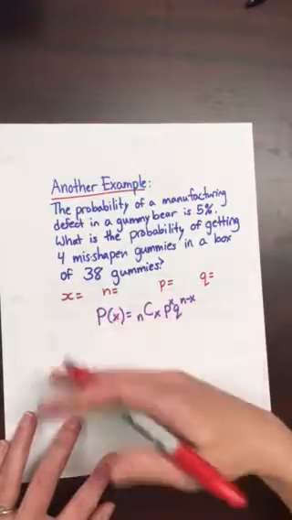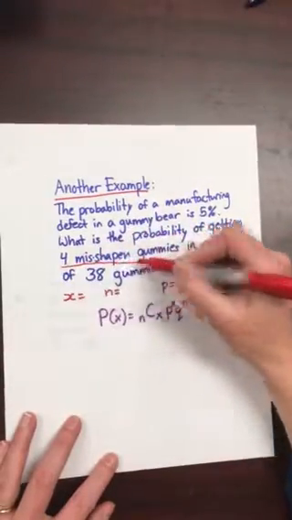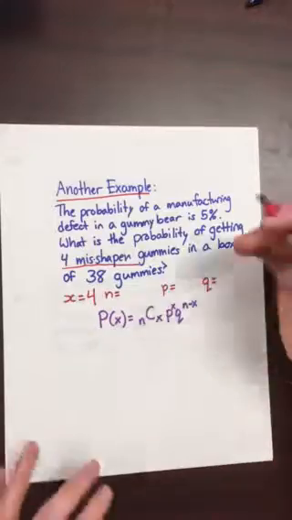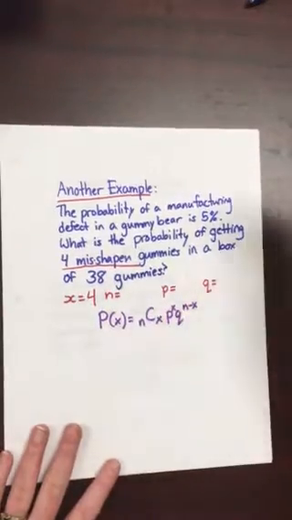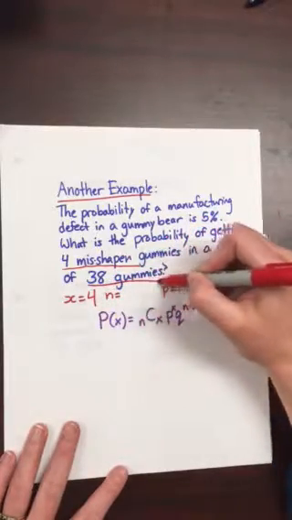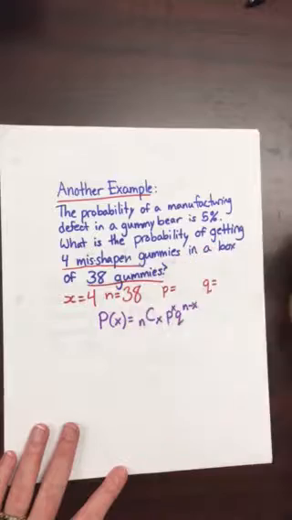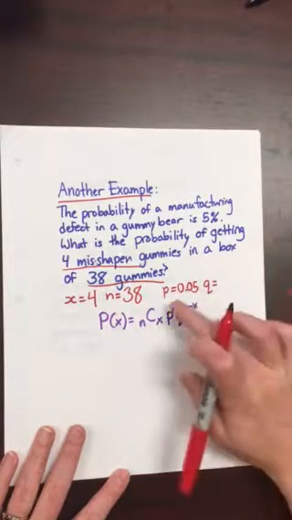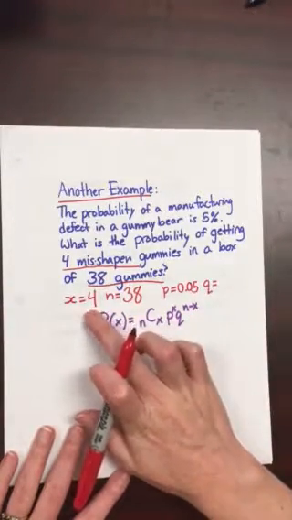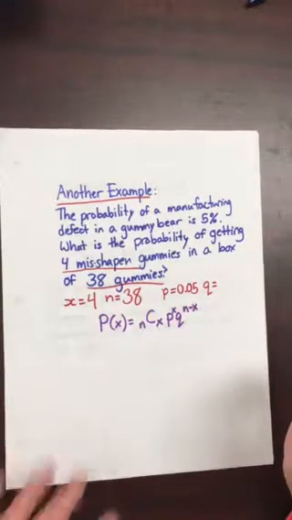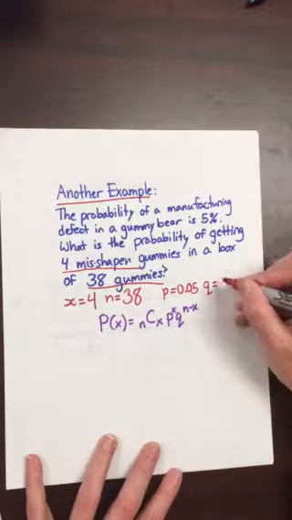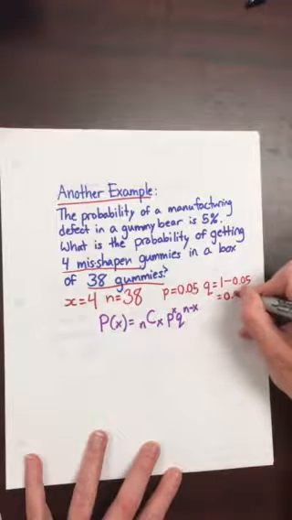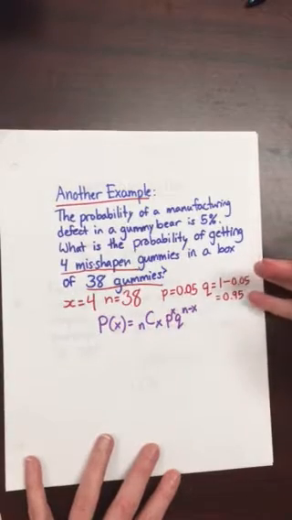So x is the number of successes. In this case, success is actually getting a misshapen gummy. So we're looking for 4 misshapen gummies. n is our number of trials, and here it's a little different from consecutive trials, like shooting on a goal. Our trials is actually how many gummies are in the box altogether, and that's 38. The probability of a gummy being defective is 0.05. So that's the probability of success here because we've defined success as getting a misshapen gummy. So the probability of that success in a single gummy is 0.05, and q is the probability of a normal gummy. So that would be 1 minus 0.05, or 0.95. So it's the probability of failure. In this case, we're defining failure as getting a regular old gummy.